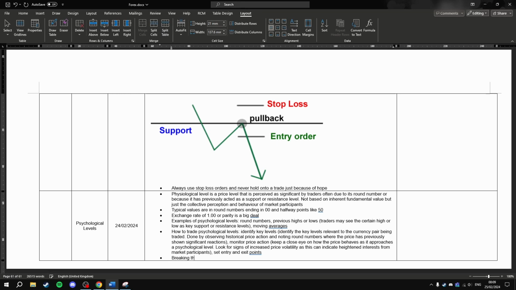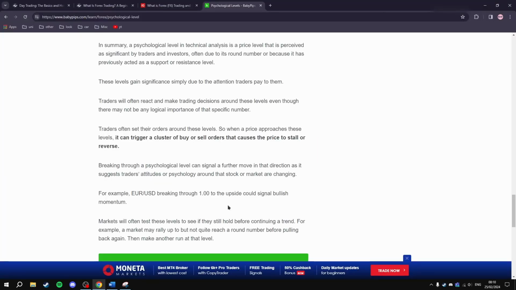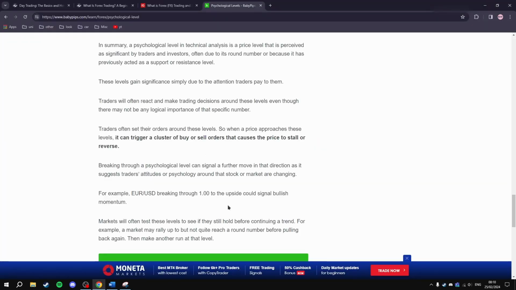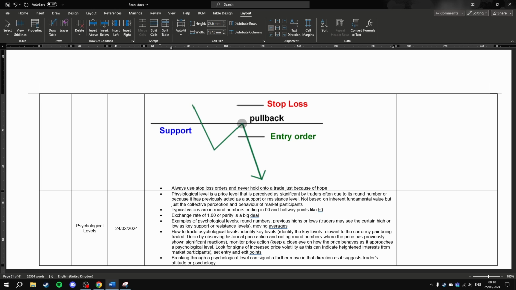Breaking through a psychological level can signal a further move in that direction, as it suggests traders' attitude or psychology is changing, right?